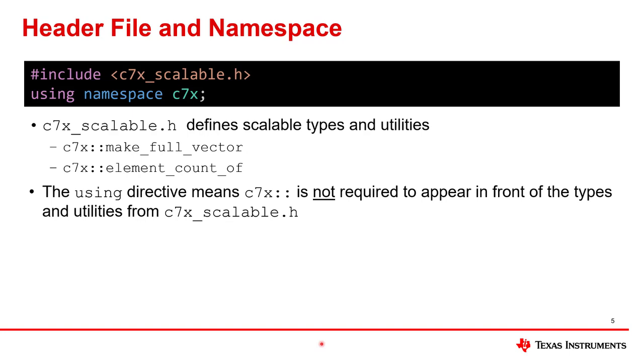Next, the video reviews the code a few lines at a time, and these are the first two lines. The first line includes the header file C7x scalable.h, and that header file defines scalable types and utilities. And here are two that appear in the example. The using directive means you don't have to actually write C7x:: as it appears right here. It's not required to appear in front of the types and utilities from C7x scalable.h.